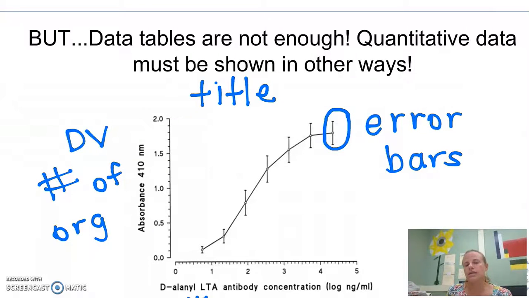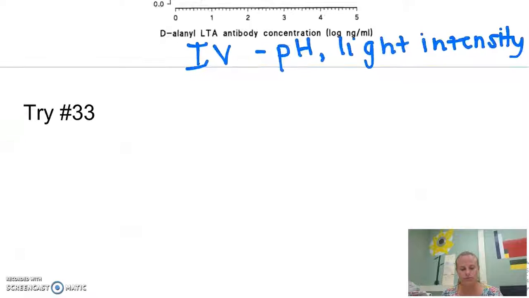And a lot of kids think that time is going to go on the y-axis. Time was just a tool used to enhance and keep track of your data. The independent variable is actually what you chose to investigate. So pH or light intensity or temperature or whatever variable you had chosen.